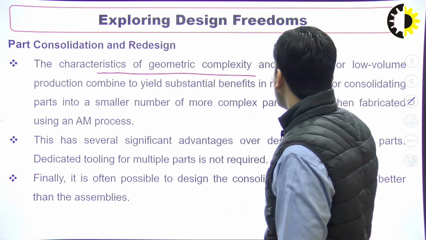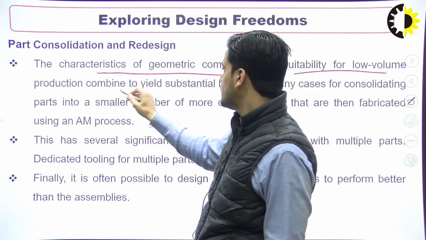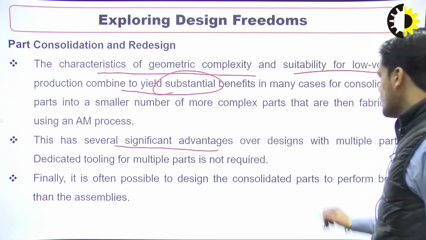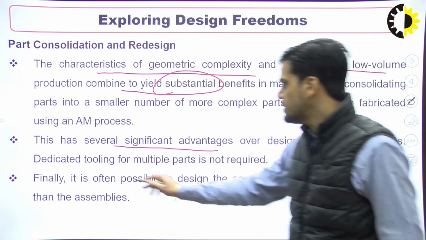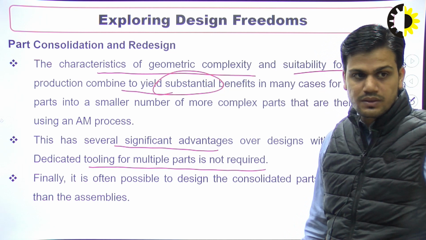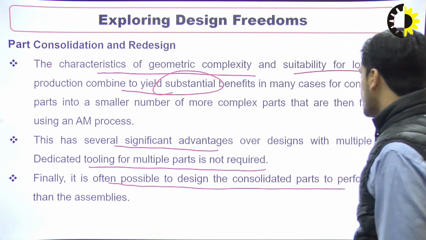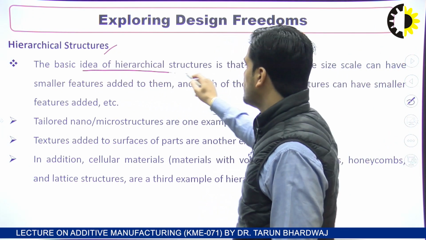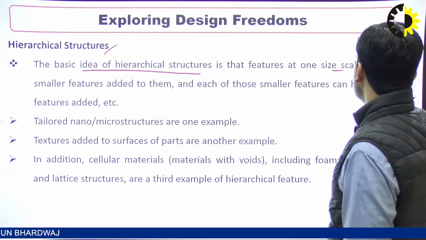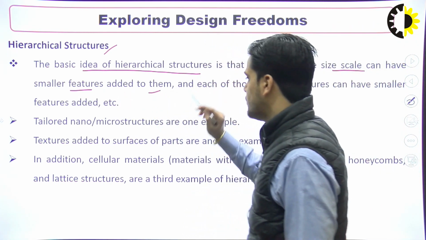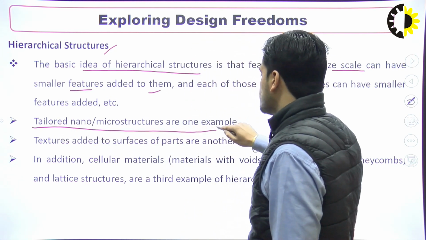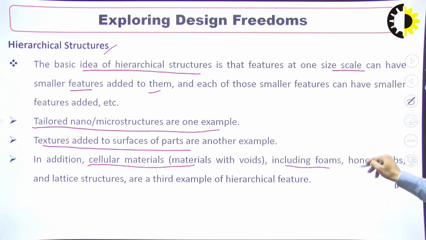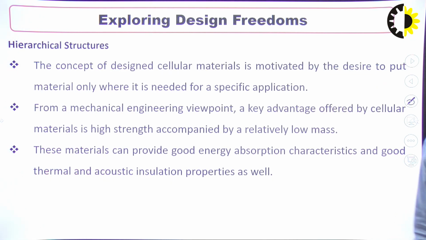Then the parts consolidation and redesign we just talked about. The characteristic of geometrical complexity and suitability for low volume production combine to yield substantial benefits, with several significant advantages over designs with multiple parts. Dedicated tooling for multiple parts is not required. Finally, it is often possible to design the consolidated part to perform better than assemblies. The same goes for the hierarchical structure we just covered. The basic idea is that a feature of one size scale can have smaller features added to it. You can tailor the nano or microstructure, add texture to the surface of the part, and use cellular material with voids, including foams and honeycombs. These are examples of hierarchical structures.